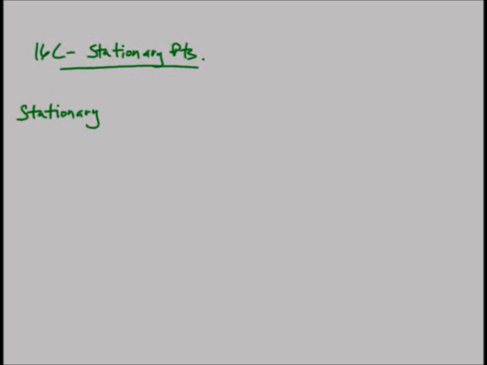Welcome to section 16C in our textbook, Stationary Points. A stationary point, first of all, to define it. A stationary point on a function occurs where the derivative of that function is equal to 0. In other words, we know what this means.